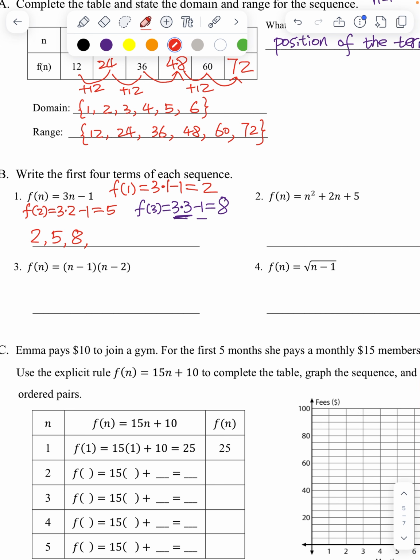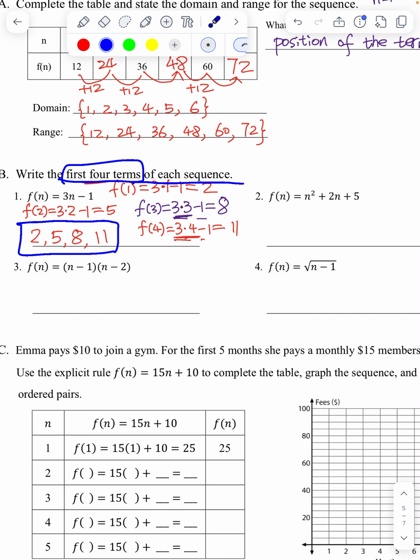Position 4. So 3 times 4 minus 1. 3 times 4, that's 12. 12 minus 1, 11. So this is the first 4 terms of this sequence.